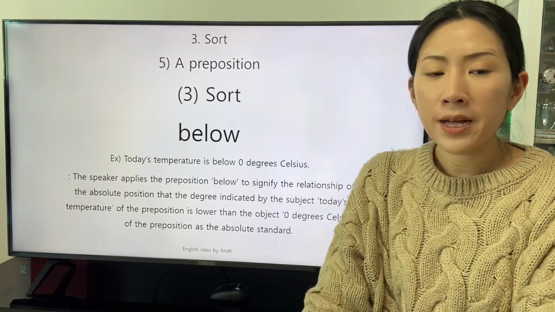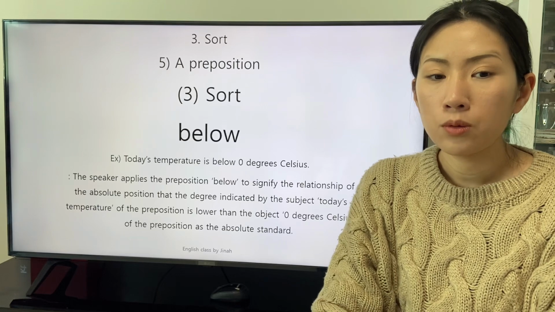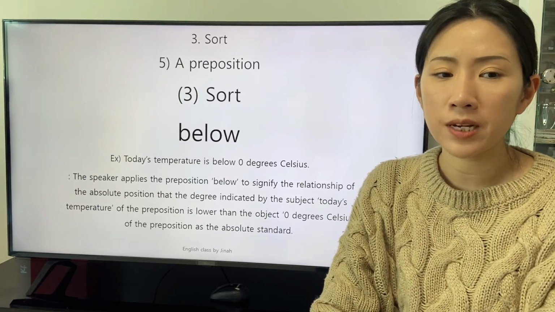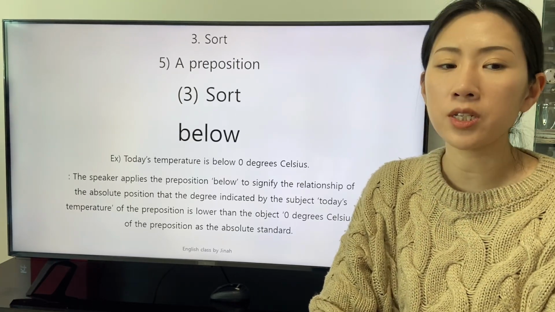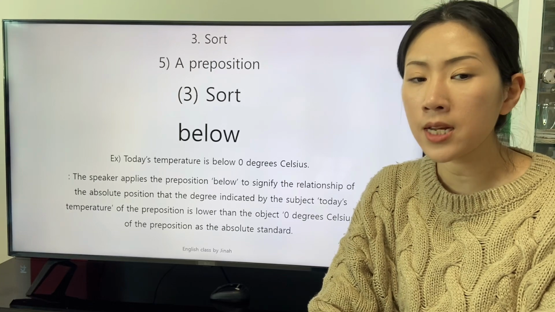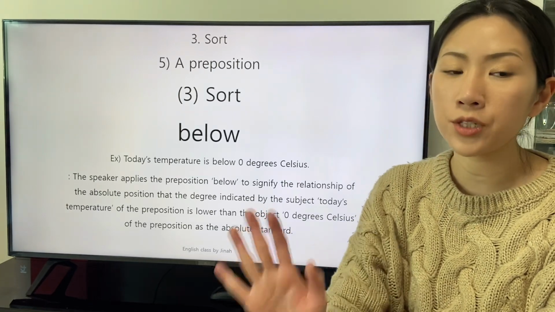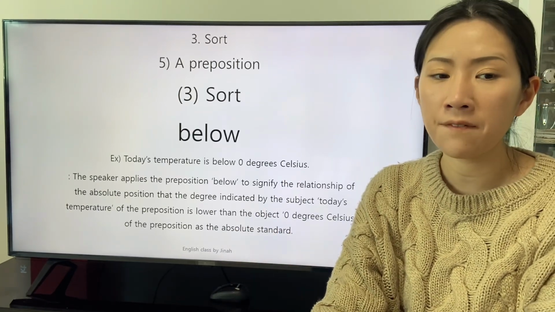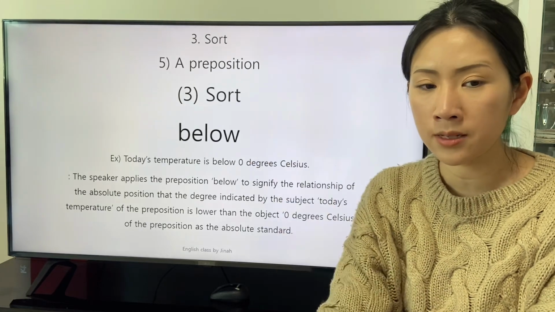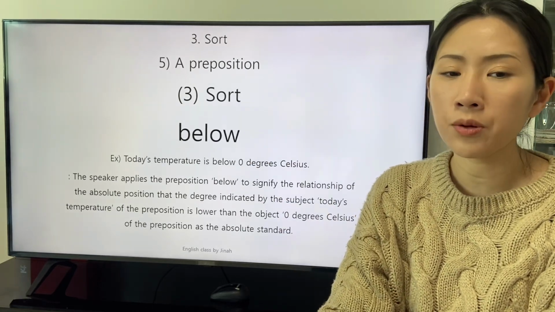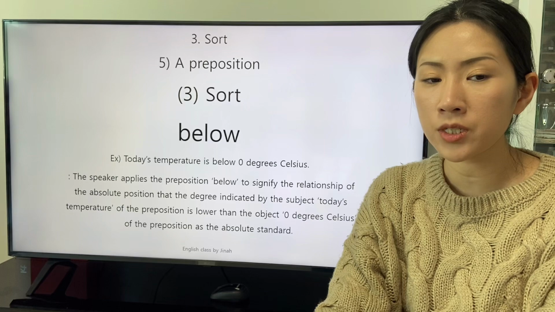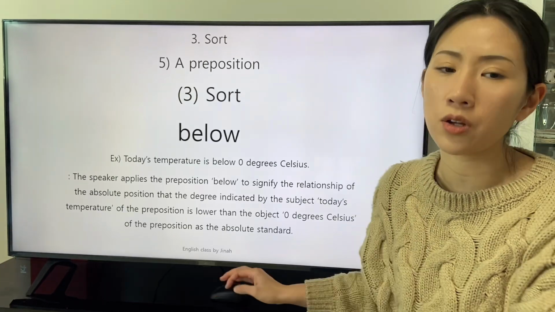The speaker applies the preposition below to signify the relationship of the absolute position that the degree indicated by the subject, today's temperature, of the preposition is lower than the object, 0 degrees Celsius, of the preposition as the absolute standard.